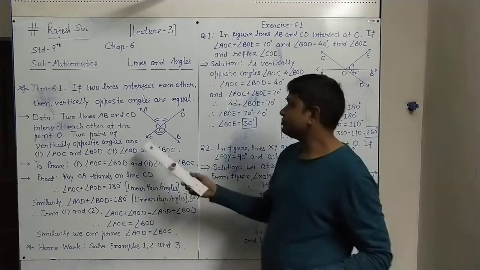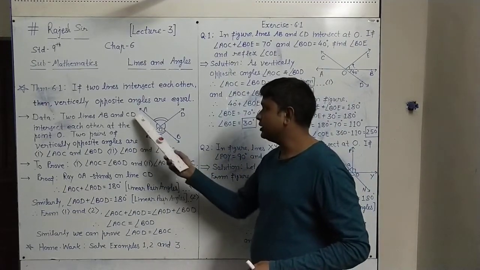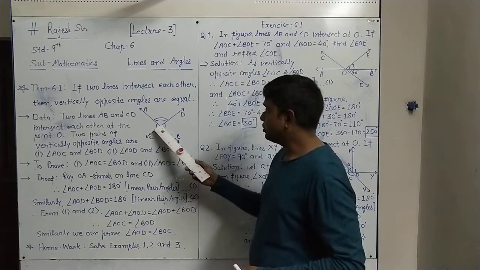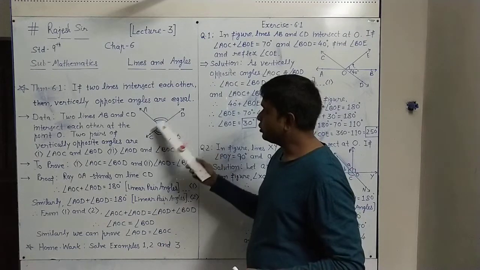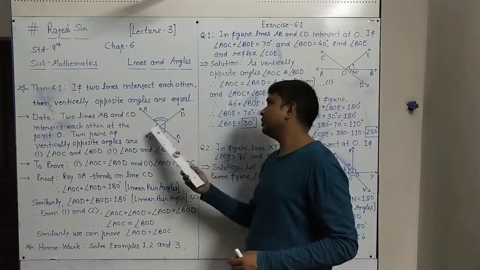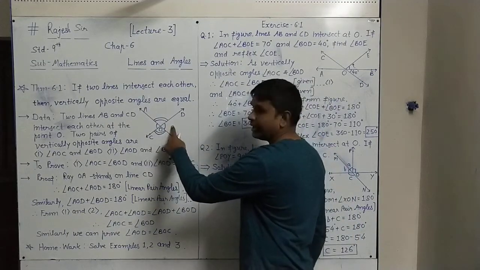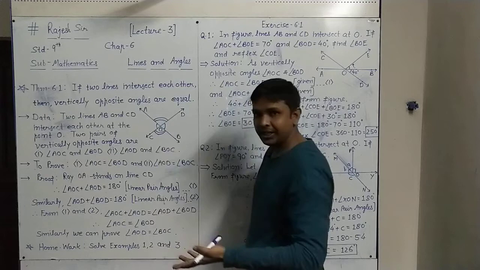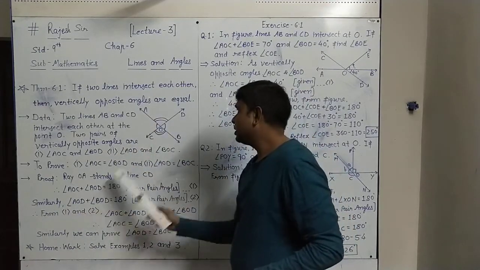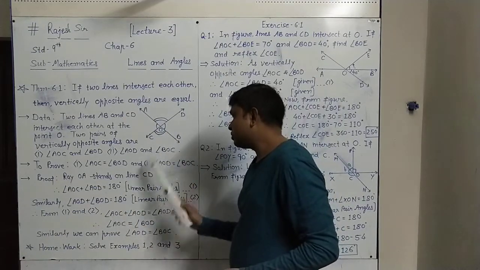Very similarly, if you think about it, ray OC stands on line AB, and on this side also ray OD stands on AB. So these two are now linear pair angles, so the sum of these two will be 180. That will be written similarly: angle AOD plus angle BOD equals 180 because these two are also linear pair angles. Say this is result 2.